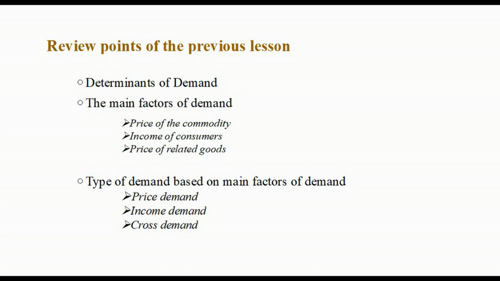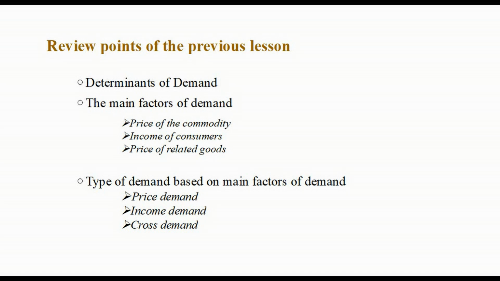The other one is income demand. Again here, the only factor that affects demand is the income of a consumer. We assume that other factors remain constant, and a change in the income of a consumer may result in differences in demand, increase or decrease. But here, whether demand increases or decreases in relation to the income of the consumer depends on the nature of the product.